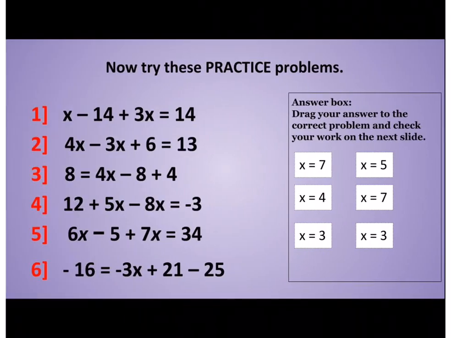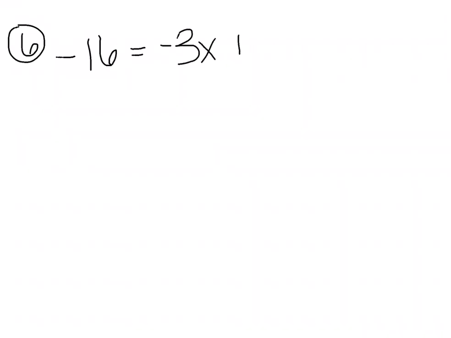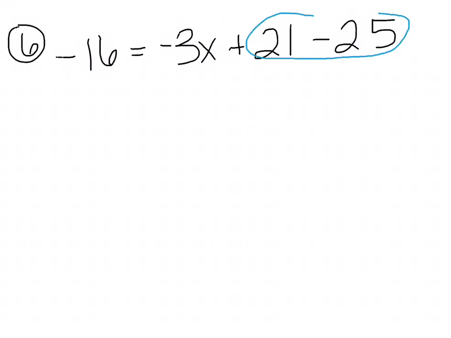Last one, number 6. Negative 16 is equal to negative 3x plus 21 minus 25. Okay, so the first thing we've got to do is combine like terms on the same side. So right here I can see 21 minus 25, those are like terms. So I'm going to write negative 16 is equal to negative 3x, and I'm going to solve that.